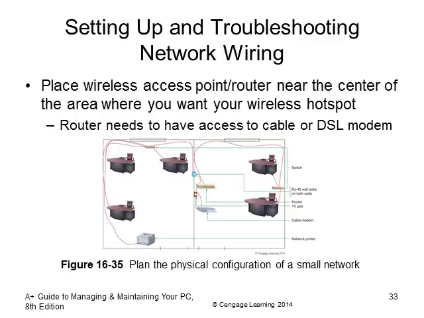So you're going to place the wireless access point, router, whatever you want to call it, near the center of the area where you want your wireless hotspot. For example, if it's at your house and your kitchen's in the middle of your house, you might want to consider putting it in your kitchen. Your router does need to have access to the cable or DSL modem, whichever you're using.